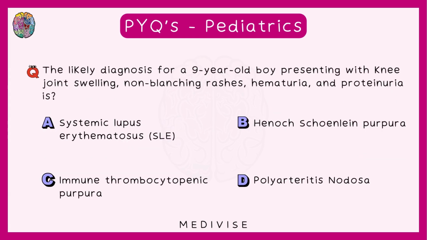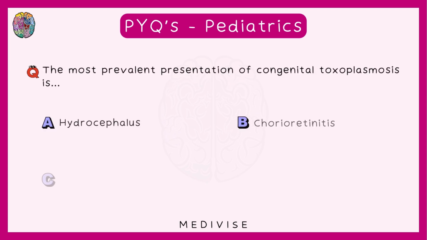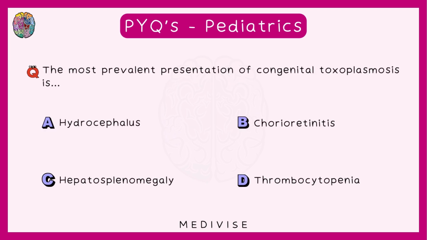You can see that all of the symptoms that are mentioned in the question point towards one thing, which is Henoch-Schönlein purpura. Next question. The most prevalent presentation of congenital toxoplasmosis is hydrocephalus, chorioretinitis, hepatosplenomegaly, or thrombocytopenia.